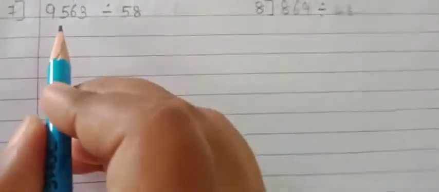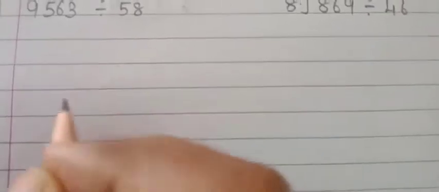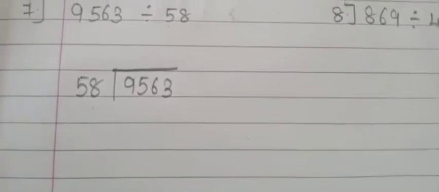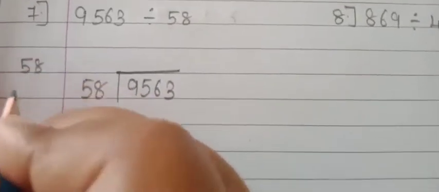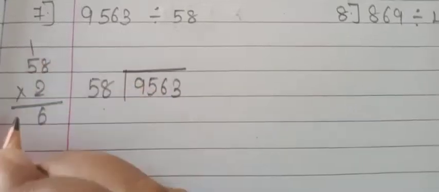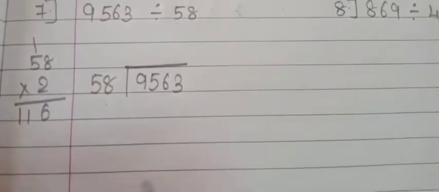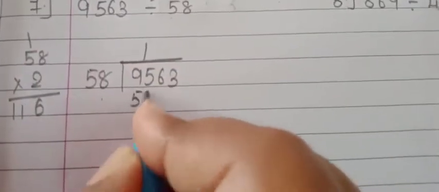Now number 7. 9,563 divided by 58. So here which table is there? 58. Okay. So the first 2 digits are 95. In the 58 table, we have to see whether 95 will come. 58 1s are 58, that we know. Then 58 2s: 2 8s are 16, 2 5s are 10, 10 plus 1 is 11, so 116. But 116 is greater than 95, so we will take 58 1s are 58.